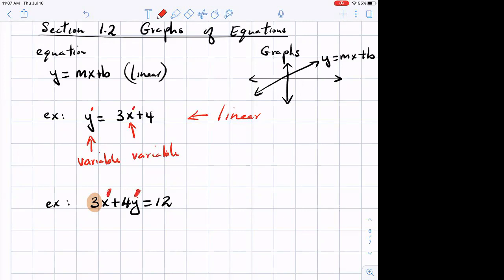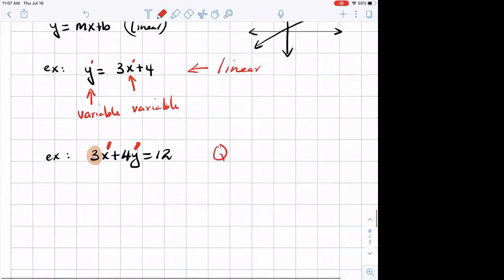Do you see any other letter in this equation? Y. What's the exponent of the y? 1. Do you see any other letter in this equation? No. Are all the exponents of each letter 1? Yes. Then this is linear. Got it. Okay?